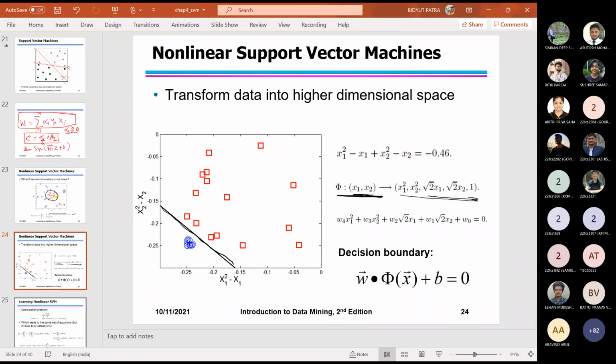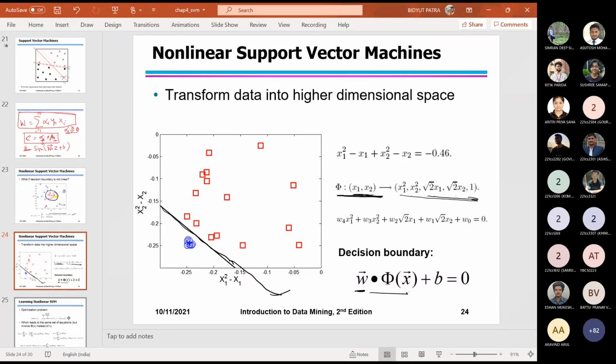So therefore our decision boundary will be different. W, earlier we were doing the dot product directly with the x. Instead of that, all the samples will be converted to some higher dimension, and then we'll compute the value, and if it is 0, then that will be the decision boundary. Okay, so that is the theme of the non-linear support vector machine.